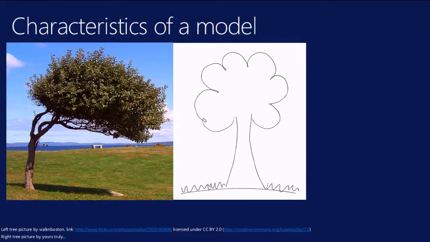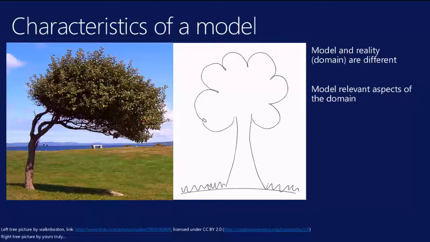But as you can see, they are quite different, right? The model and the reality, or in our case, the domain, are quite different. I chose to make the model represent the fact that we have a tree, but I left out a number of things. While I have the leaves, the trunk, the ground, and the grass, I don't have the water in the back. There's no shadow. There's no little stone. And I don't capture the fact that the tree leans to the right. So I only chose to model relevant aspects of the domain. I chose to model enough to communicate the fact that we have a tree.